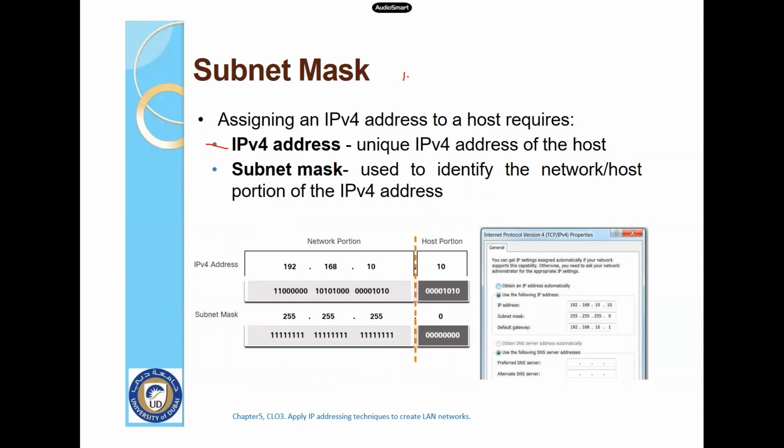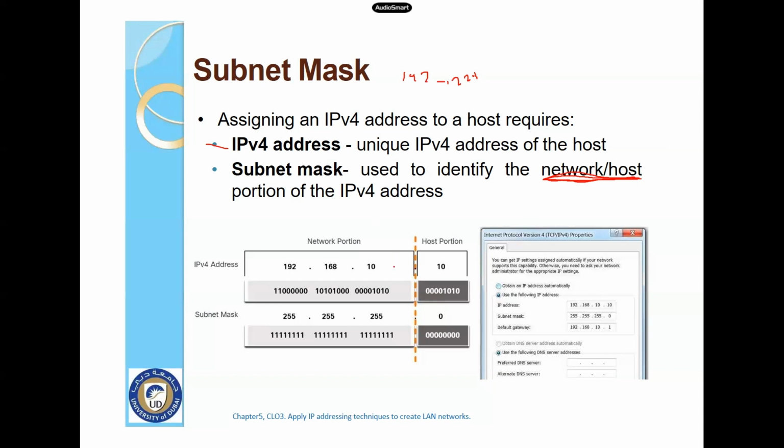Usually from numbers from 192 to 224, I guess. We'll check the domains later. Subnet mask will be something standard. So subnet mask is used to identify the network and host portion. If you were asked in the exam, what is the job of the subnet mask? It is to identify the network and host portions of the IP address.